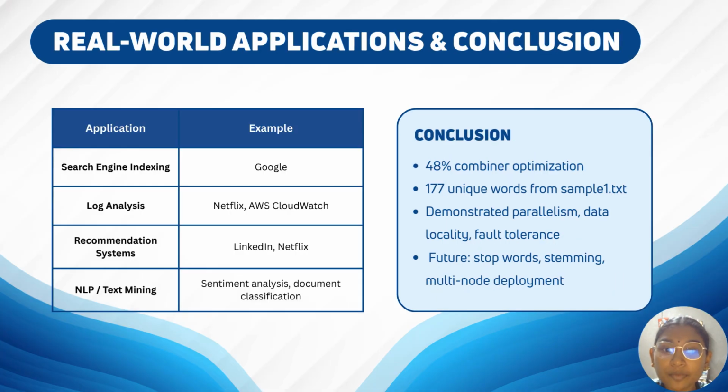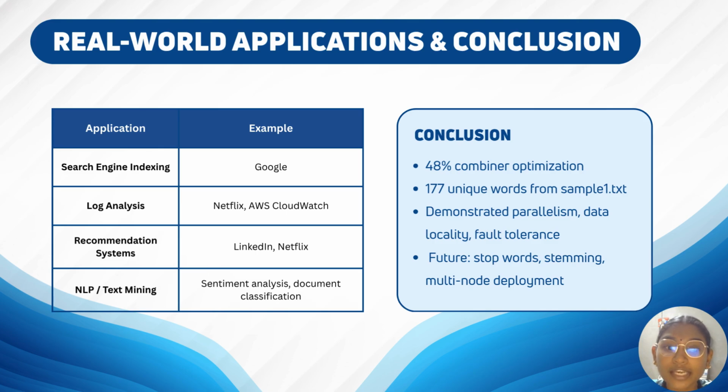Finally, the word count pattern powers many real world applications. Google uses it for search engine indexing, Netflix and AWS use it for log analysis, LinkedIn and Netflix use it for recommendation systems, and it's used in NLP tasks like sentiment analysis.